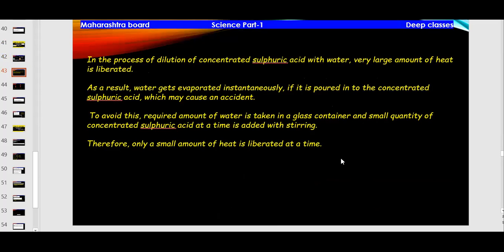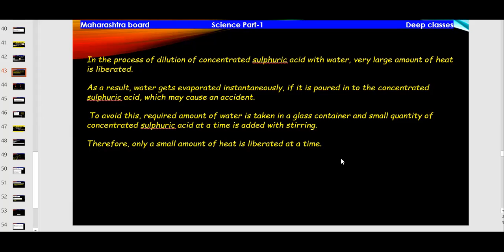Suppose you must be knowing about hydrochloric acid. We get it in two forms. One is concentrated HCl and the other one is diluted HCl. How do we prepare diluted acid from concentrated acid? We have to know the process, how it is done. In the process of dilution of concentrated sulfuric acid, they will add water in it.